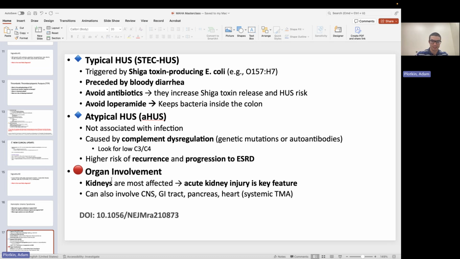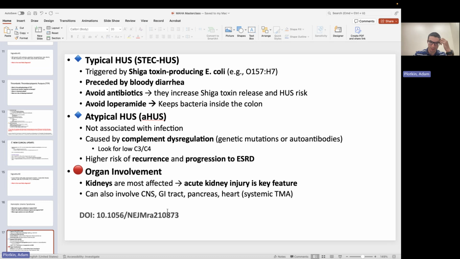Organ involvement, like I said: kidneys are most affected. Acute kidney injury is the key feature. So we classically see anemia, thrombocytopenia, AKI. Your platelets usually aren't as low as they are in TTP. TTP, remember, is like less than 30, 20,000. They're going to be low in HUS, but usually not as low. And again, we can injure a lot of different organ systems.